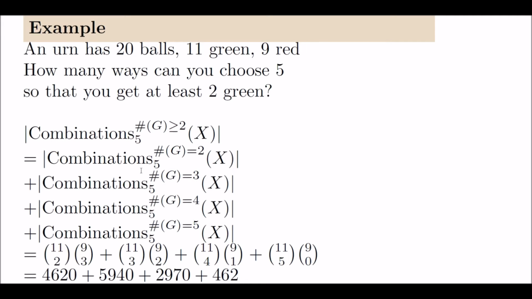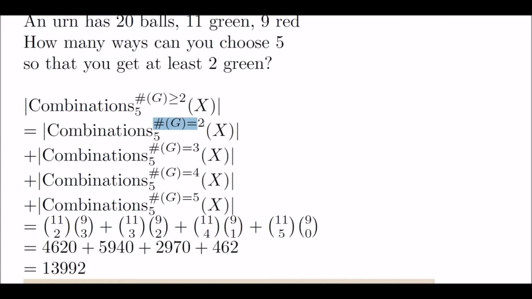And for each of these, I'm just going to use the previous formula to count the number of combinations where you end up with exactly so many green balls. So if I want exactly 2 green balls, there was 11 green balls. I'm going to take exactly 2 of those. There's 9 blue ones. I'm going to take exactly 3 of those. So I've taken 5, but I end up with exactly 2 that are green.